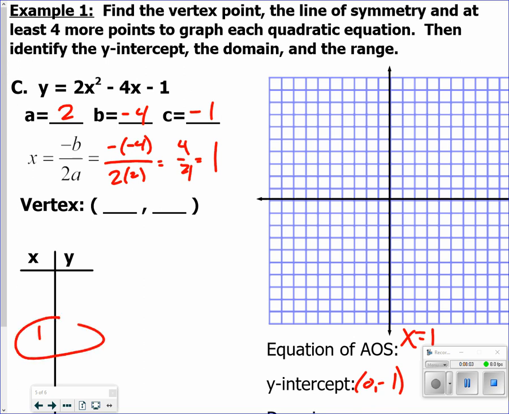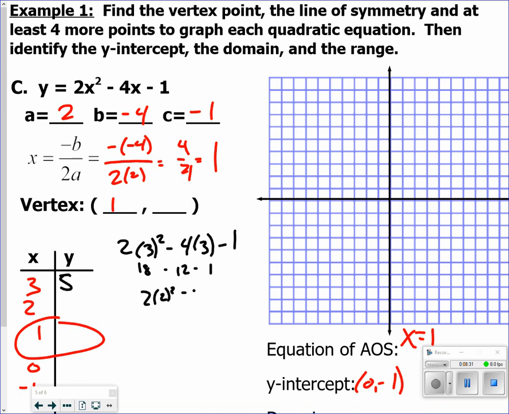And now I need to put 1 into the equation because that's going to be where my vertex is located. Numbers that are bigger and smaller than 1. And I'm going to plug each one of those in. So 2 times 3 squared minus 4 times 3 minus 1. So notice I'm putting the number in for both x's. So that would be 18 minus 12 minus 1. So 6 minus 1 would be 5. 2 squared minus 4 times 2 minus 1. So we got 8 minus 8 minus 1.